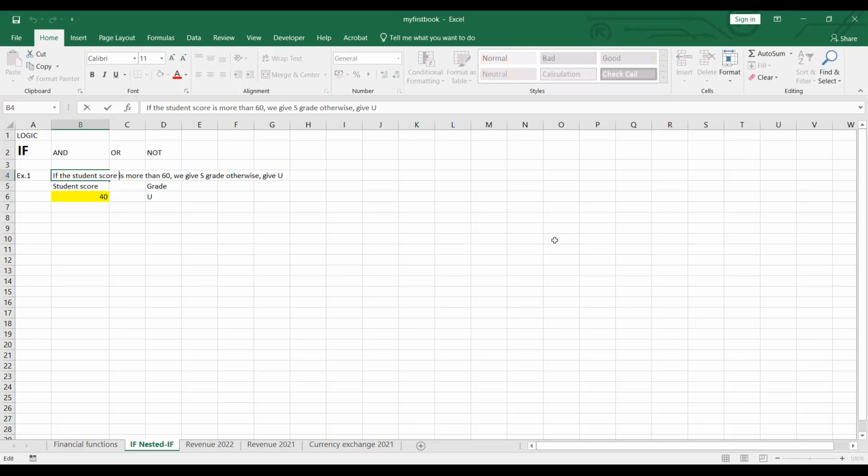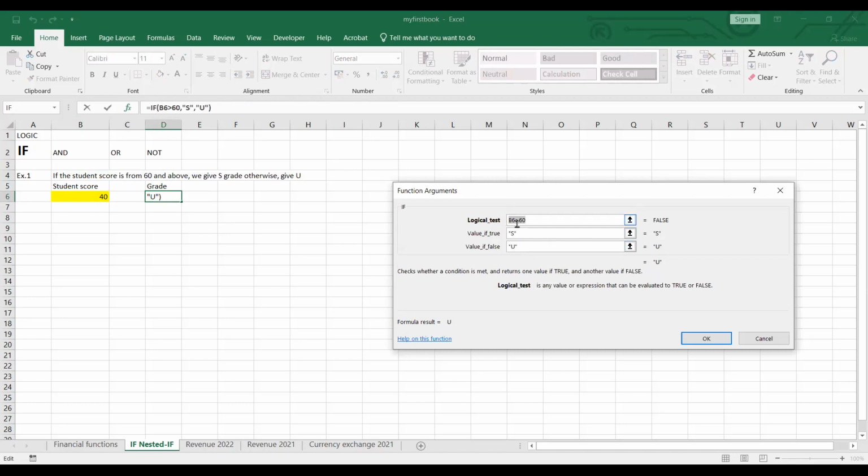Suppose you say that if the score is from 60 and above, like this. So in this one, the condition has to be changed immediately. From equal to, from more than 60. When we say that it's from 60 and above, we have to change the logical test in the IF function from more than 60 to be more than or equal to 60, like this.